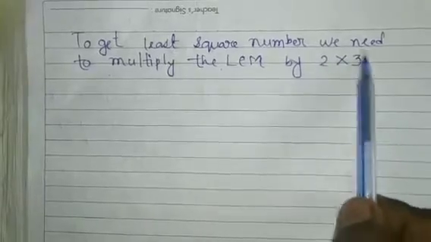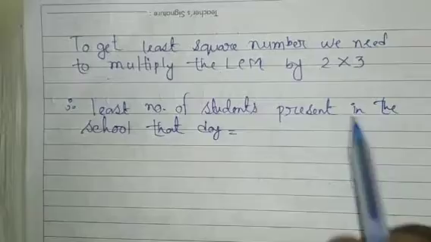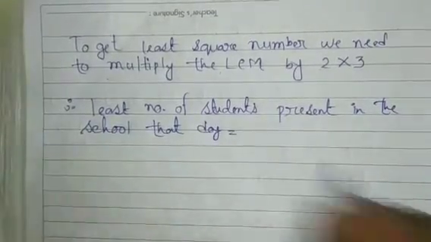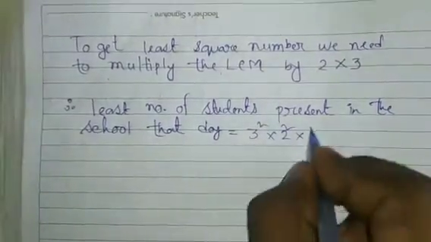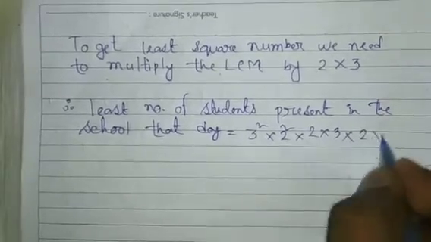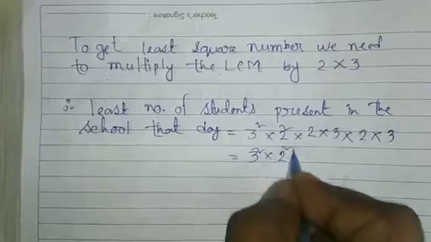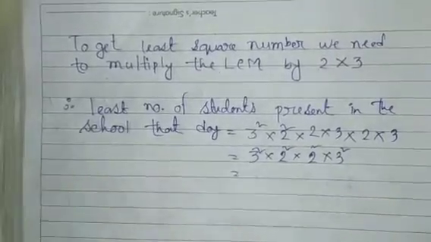1, 2 and 1, 3. That means 6. So, the least number of students present in the school that day will be, we need to write the LCM first, that is 3 square into 2 square into 2 into 3. Now, we need to multiply with one more 2 and one more 3. That means 3 square into 2 square into 2 square into 3 square.